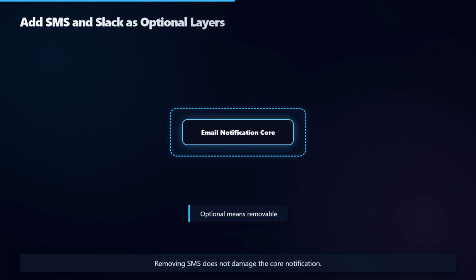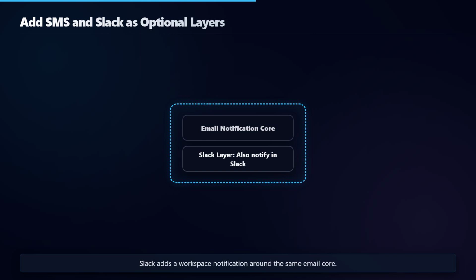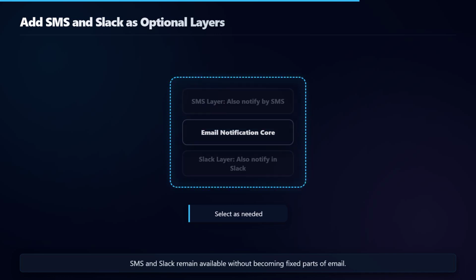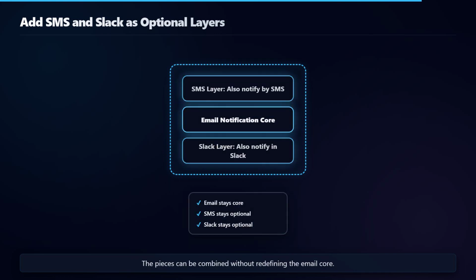The Slack layer adds a workspace notification without changing what the email core already does. This configuration keeps the same email core but selects Slack as the additional channel. SMS and Slack remain separate reusable choices, so neither channel becomes permanently built into email. The important rule is independence. The core stays stable, while each optional layer can be selected separately.